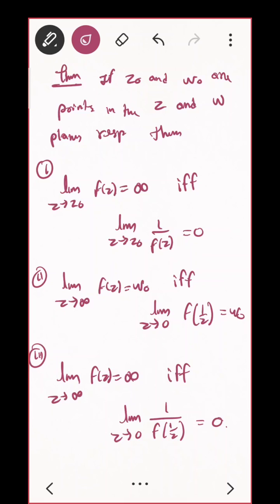Now will you start with the first one? Write the definition of this. I already told you what the definition of this is. It follows by definition, do you understand? Let us do the proof quickly.